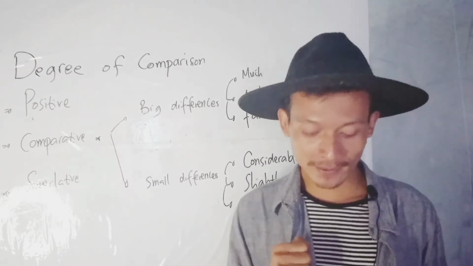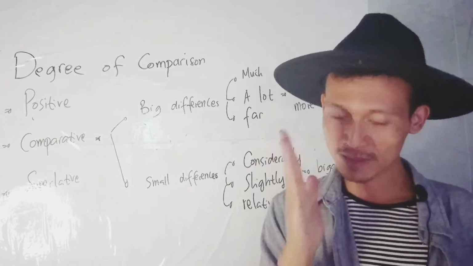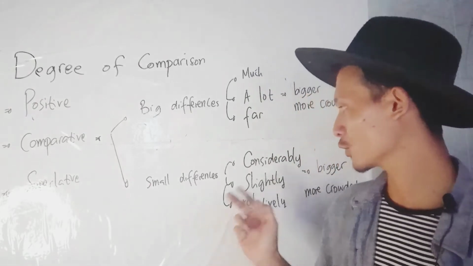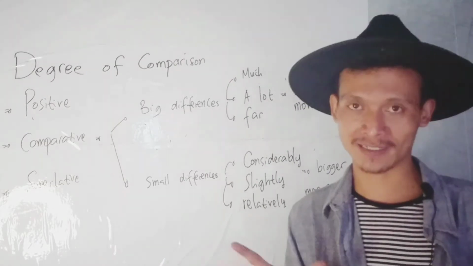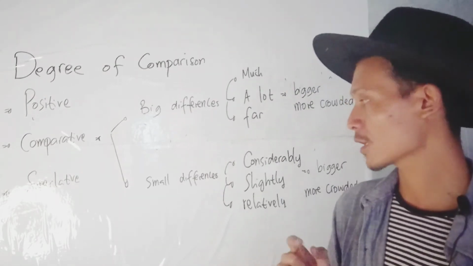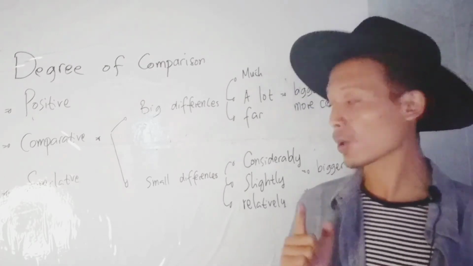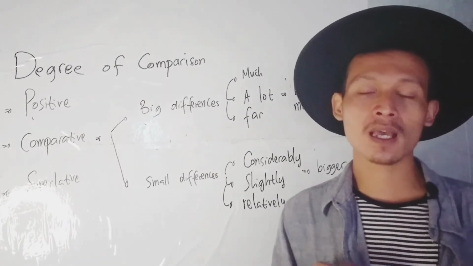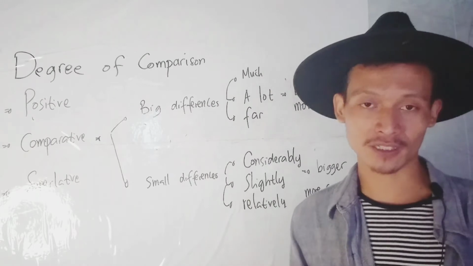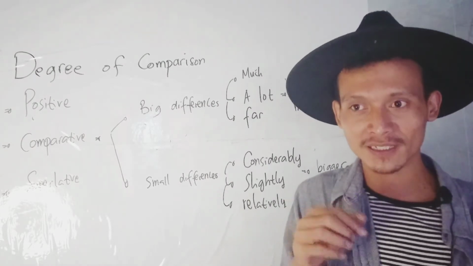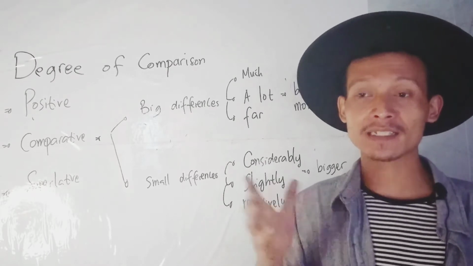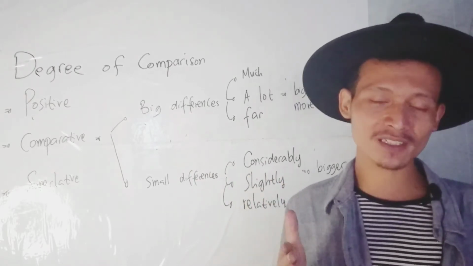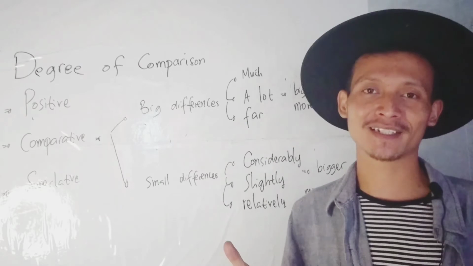Alright, and then for the small differences, then we can use considerably, slightly, or relatively. Agak, yeah, actually we can say agak. So we can say considerably more crowded, relatively more crowded, or slightly more crowded. Jadi agak lebih padat. Jadi the gap or the difference is not really that big.